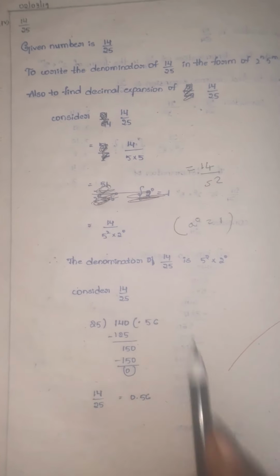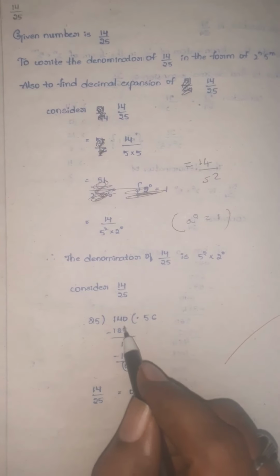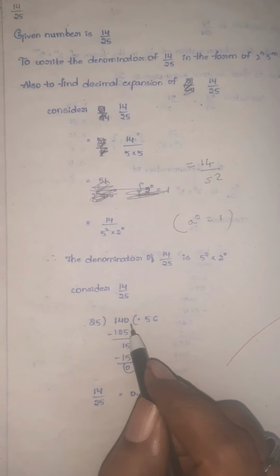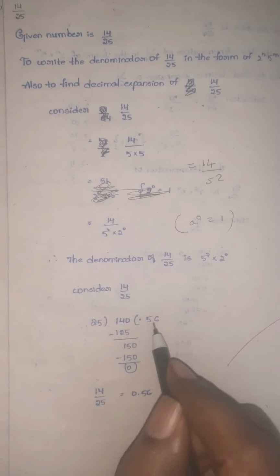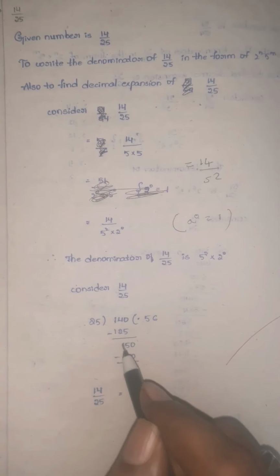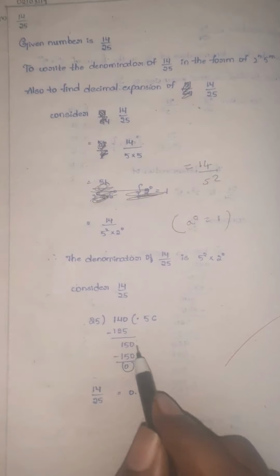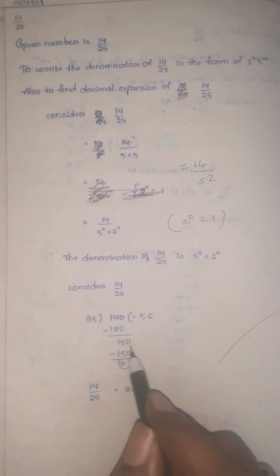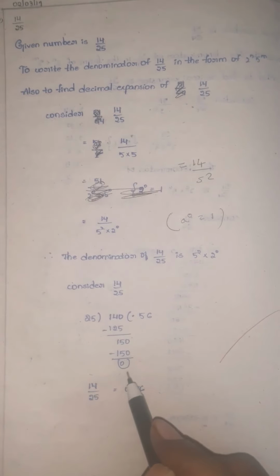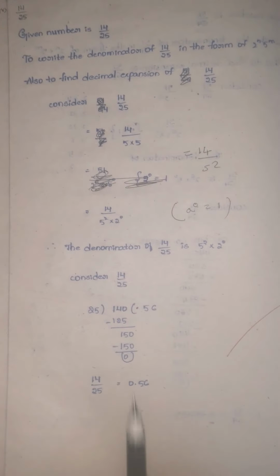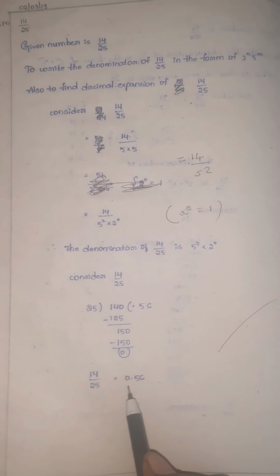So consider 14 by 25. So 25 into 14 is not possible. Keep the point and write 0. 25 5s are 125. 140 minus 125 is 15. So again we did not get remainder 0. Do the process. 25 6s are 150. So we got remainder as 0. So 14 by 25 is equal to 0.56.